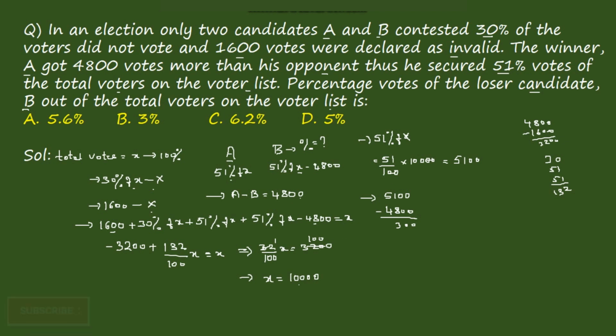Right? We have to convert everything into percentages. So 300 of X, we have to find it out in terms of percentages. It becomes 300 by 10,000 into 100. Right? These two zeros get cancelled, these two get cancelled, which is nothing but equal to 3%. So the percentage votes of a loser is nothing but 3%. Option B. Right? Come to next.